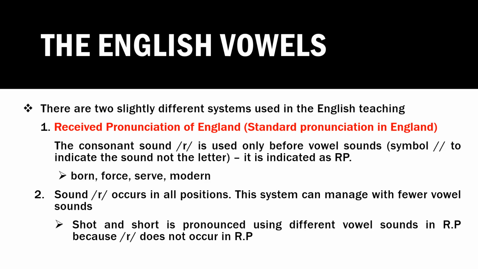For example, you can see the word short and short. So in received pronunciation, they have to use different vowel sounds for these two different words. But in the other pronunciation system, they can pronounce these two words without using any extra vowels. So they will pronounce the first one, short, without the sound of R, and the second one, short, with a sound of R. But in RP they can't use the sound of R after a vowel, so they use an extra vowel for that sound.